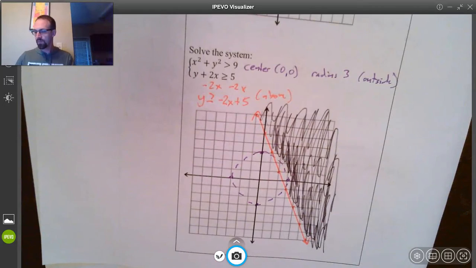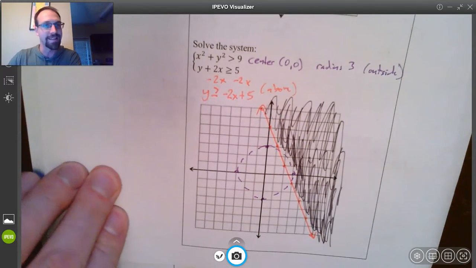That is example 5. Join me as we go over the word problems. We'll be doing that part in class.